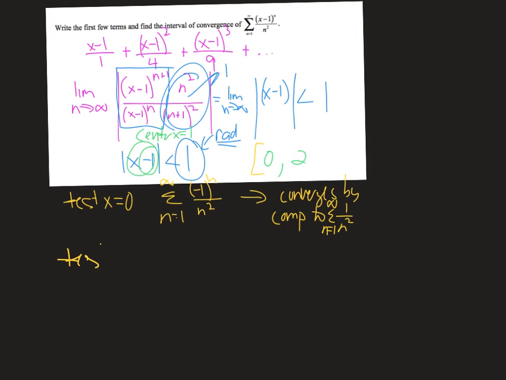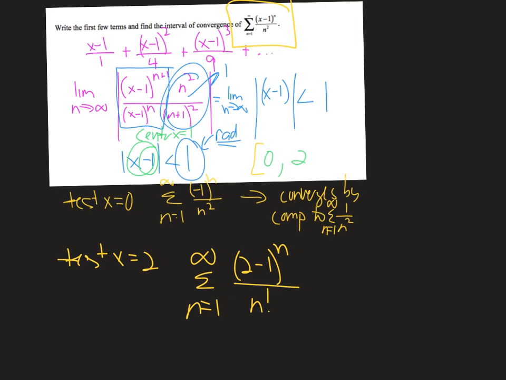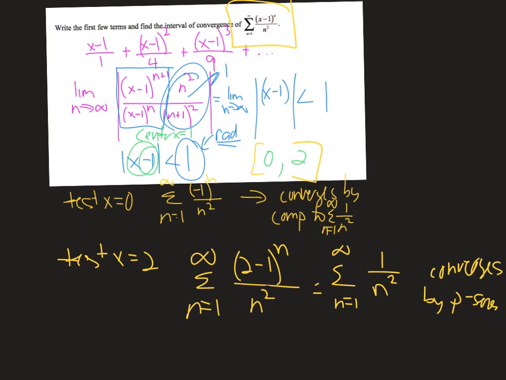So test x equals 2. And if you're confused, I'm plugging it in right up here. So I'll show you my work a little bit more. 2 minus 1 to the n over n squared. So you're replacing the x. So that's a summation, n equals 1 to infinity, 1 over n squared. I wrote n factorial. That's supposed to be n squared. Silly goose. And that converges by p-series. So I include the 2. So my interval of convergence is from 0 to 2 inclusive. So I include both the 0 and the 2.